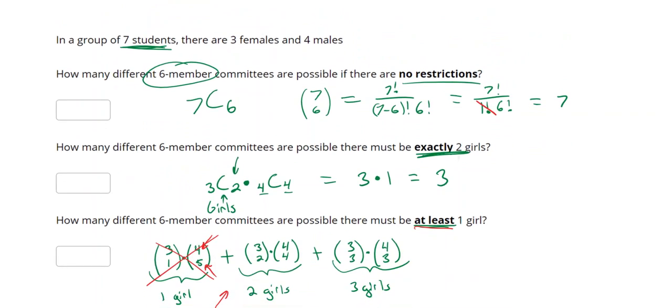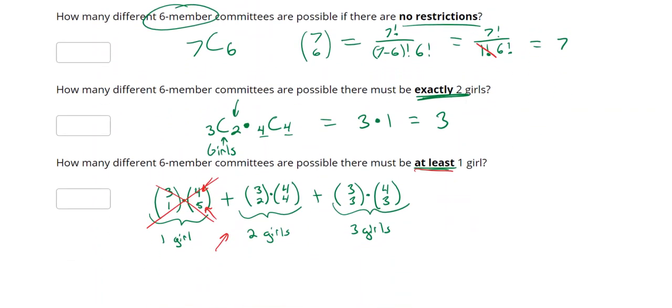Now, remember, there are only 3 girls. So we would have kept on going if we had more, but that's all we have. So this really will just be our answer here now. We'll just have to add up these 2 situations.